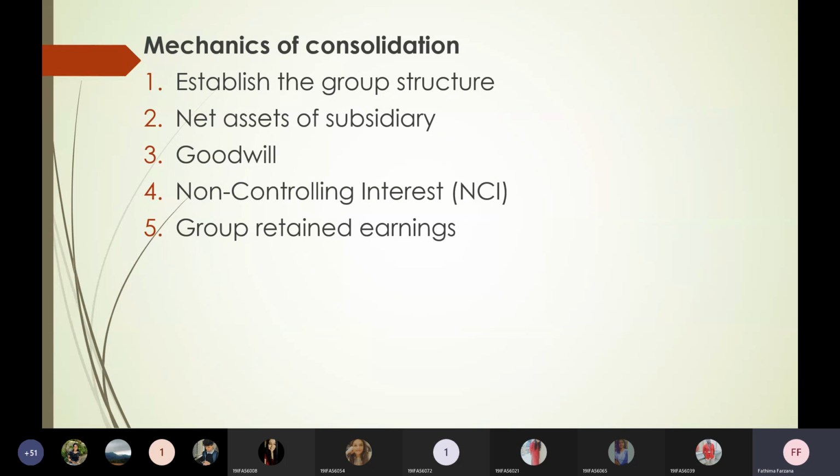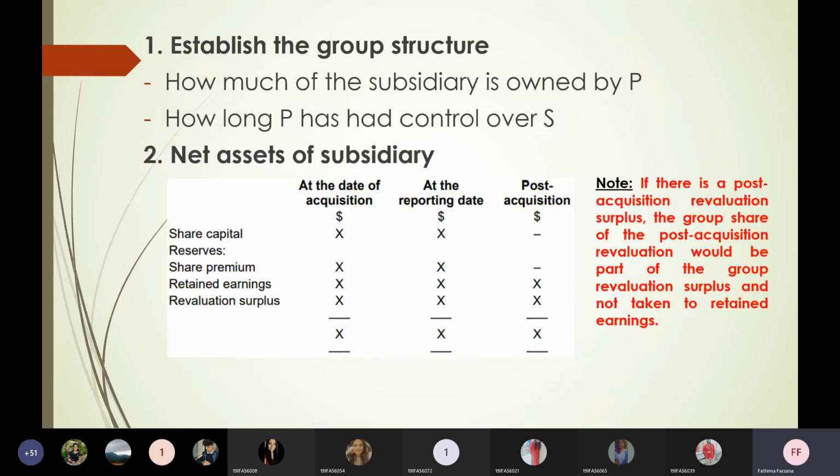Then the next one is group retained earnings. So once these 4 steps are done, then only we will compute the group retained earnings. So let us see step by step. So the first step is establish the group structure. That is, how much of the subsidiary is owned by P. For example, P is parent, means how much of the subsidiary is owned by P and how long P has had control over S. Why is this important? Why is how long important?